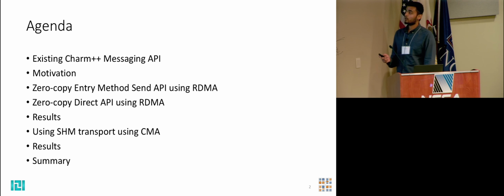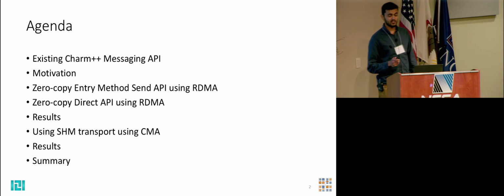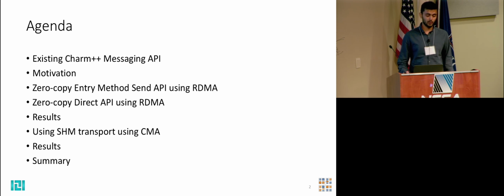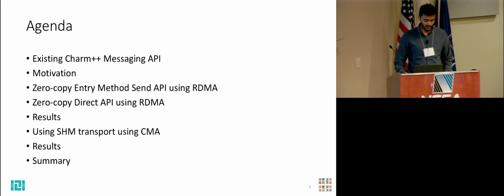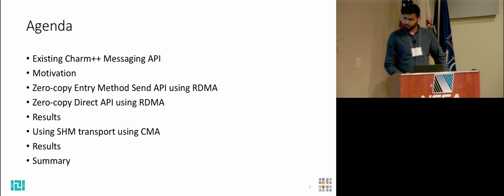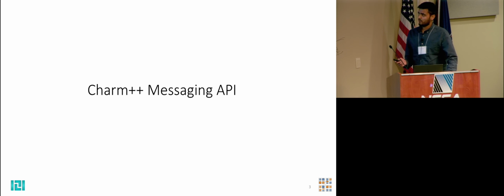So I'm going to talk about the existing Charm++ messaging API, and with an example, I will drive the motivation for why we needed a zero-copy API, and then discuss the two flavors of zero-copy API that we have, and then briefly mention the results, and then talk about a new experimental feature that we have added, which is another communication optimization for within node messaging. And then I'll finally summarize.